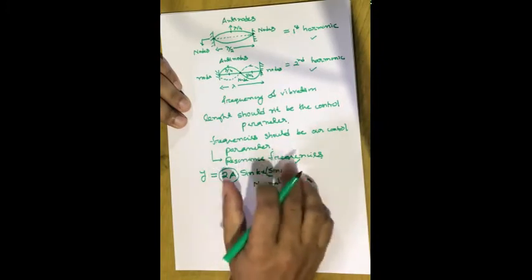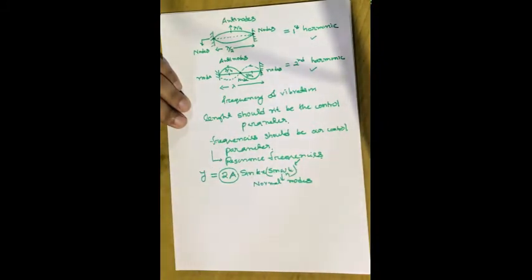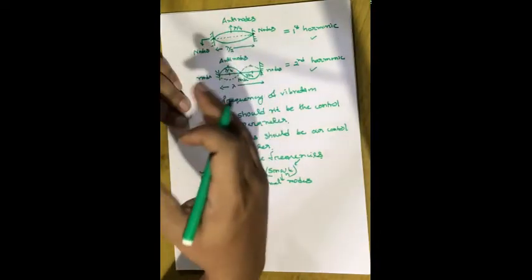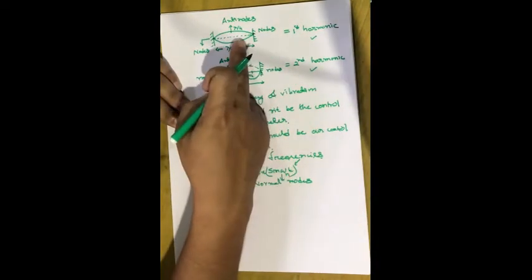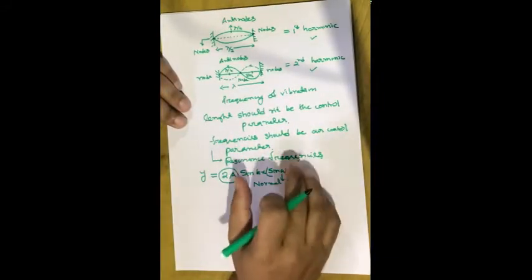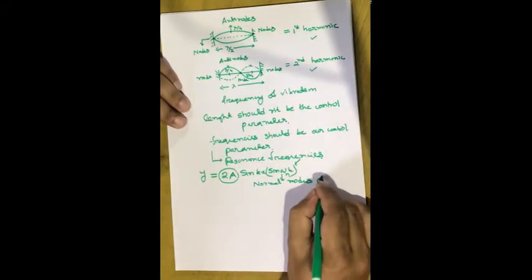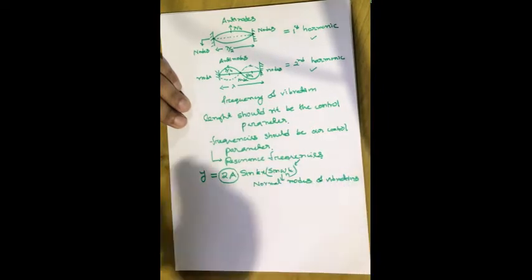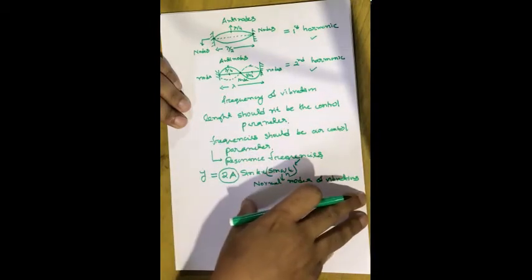Two names are there: resonance frequency with respect to the applied drive, and normal modes of vibration when we express it with respect to the vibration of the string. Both these terms are quite equivalent. These normal modes exist for all kinds of oscillating systems, not only for strings, even for sound, I mean, all kinds of musical instruments.